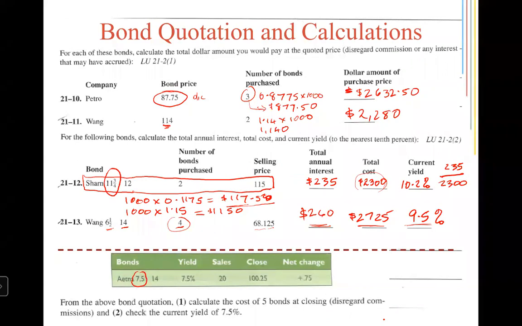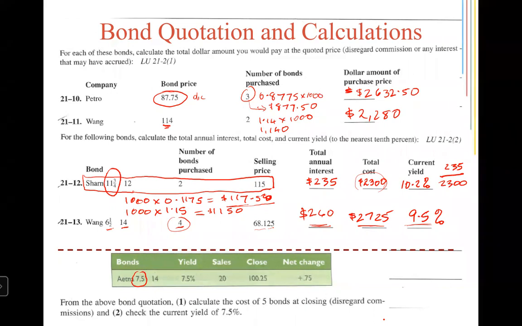So if I ask you how much interest this bond is going to pay, it's going to be 7.5% of $1,000. If I buy 3 of those bonds, once you find 7.5% of that, you multiply by 3 to find out how much you're going to get in total for interest. But if I only buy 1 of the bond, you find 7.5% of 1,000, and that will tell you how much interest you're going to earn.